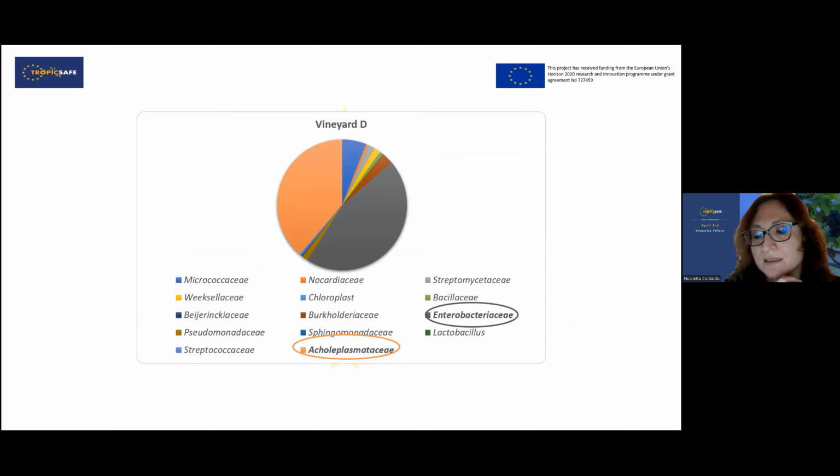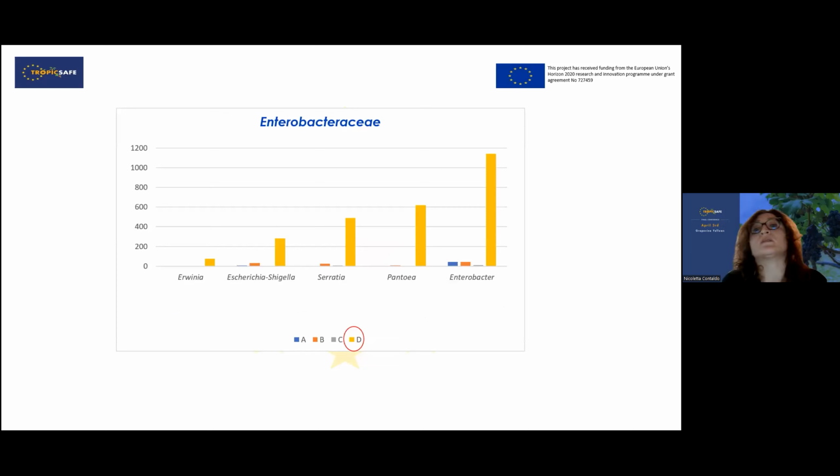But looking at the case of one vineyard where the percentage of phytoplasma identified was lower, and also the symptoms observed in the vineyard were very low, we wanted to have a deeper look at the bacterial composition. And we found that the majority of the bacteria identified in this vineyard belonged to the Enterobacteriaceae family, mainly to two genera, Pantoea and Enterobacter. So these two genera show a negative correlation with the phytoplasma presence in the plant.